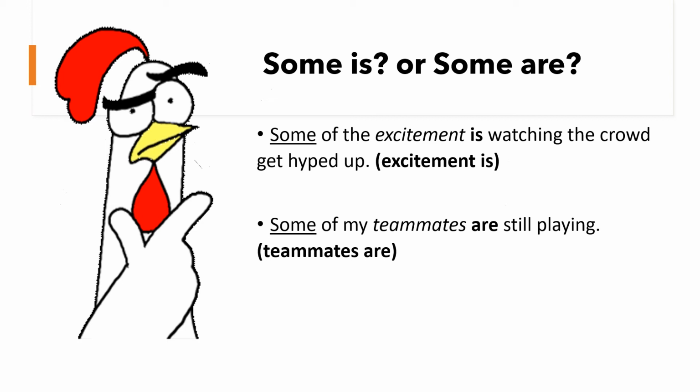So, some of the excitement is watching the crowd get hyped up. Excitement is singular, therefore you choose the singular verb is. Now, some of my teammates. Notice we still have the word some. Yes, some is our technical subject, but the word to which it refers in that prepositional phrase is teammates. We can't choose it for our subject, but what it's referring to is teammates.